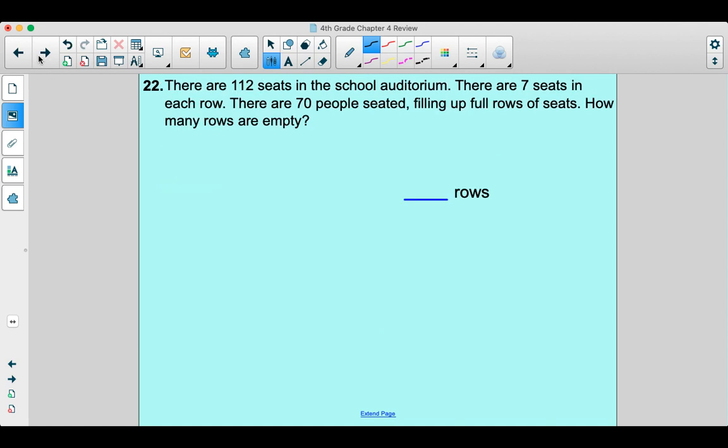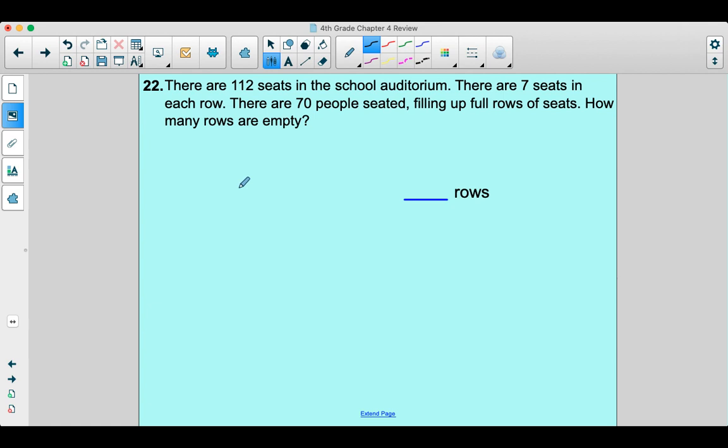All right. Are we on the last one? Yes, we are. There are 112 seats in the school auditorium. Okay, so make sure you have the picture in your mind. There are 7 seats in each row. There are 70 people seated, filling up full rows of seats. How many seats are empty? Of course they would ask us about the empty part.